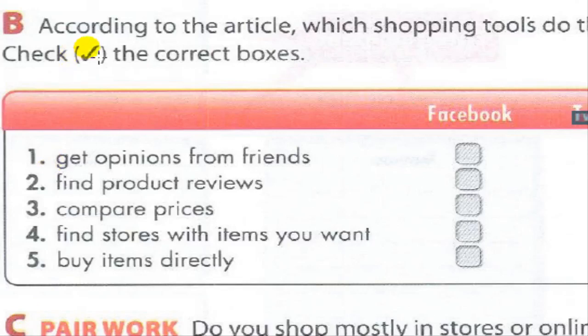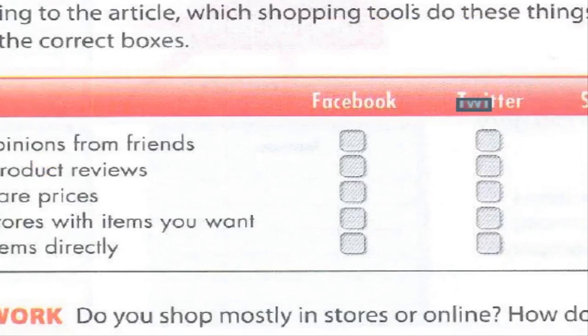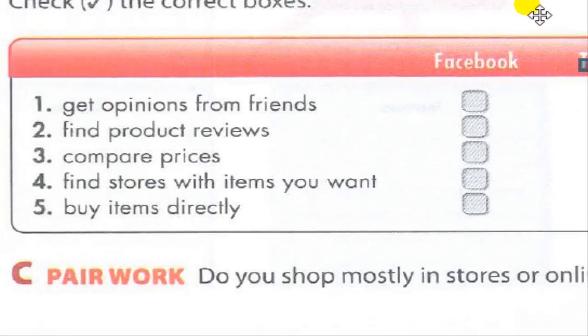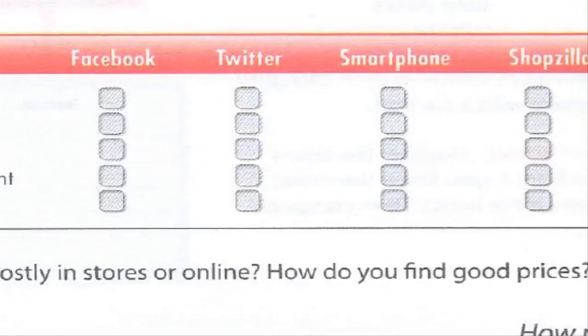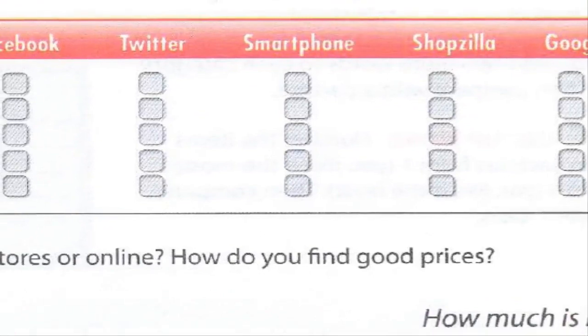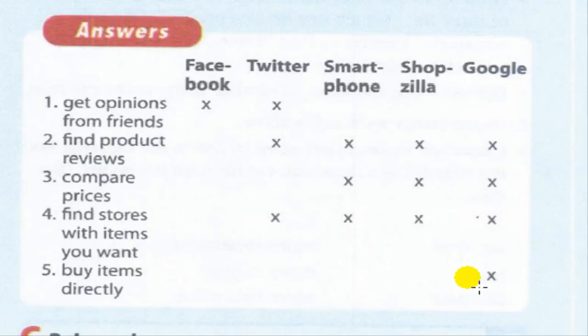B. According to the article, which shopping tools do these things? Check the correct box. So in this exercise, you will put a check next to the tool, if it's Facebook, Twitter, smartphone, Shubzilla, or Google. So number B, this is the answer.